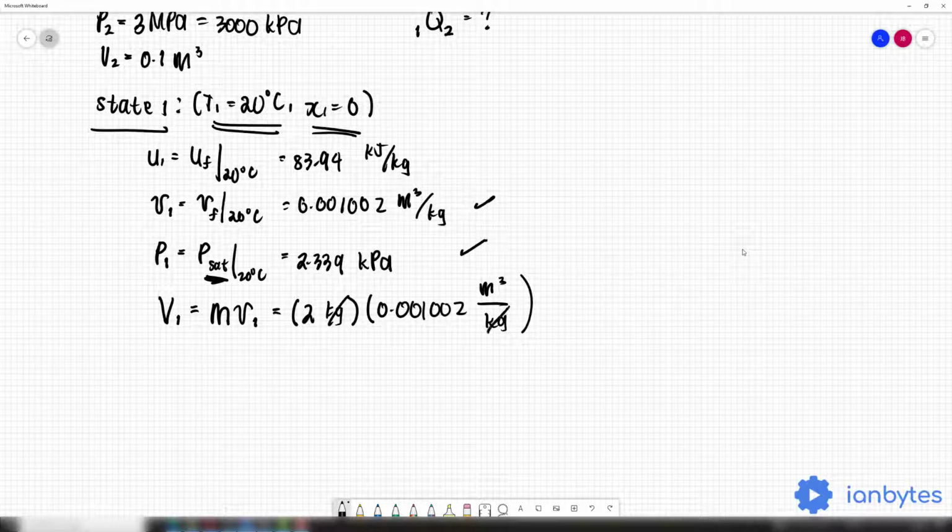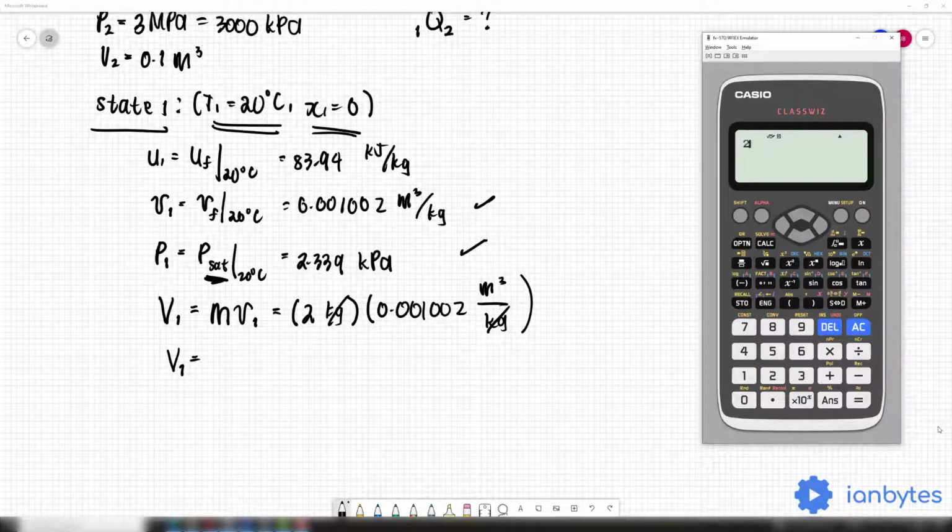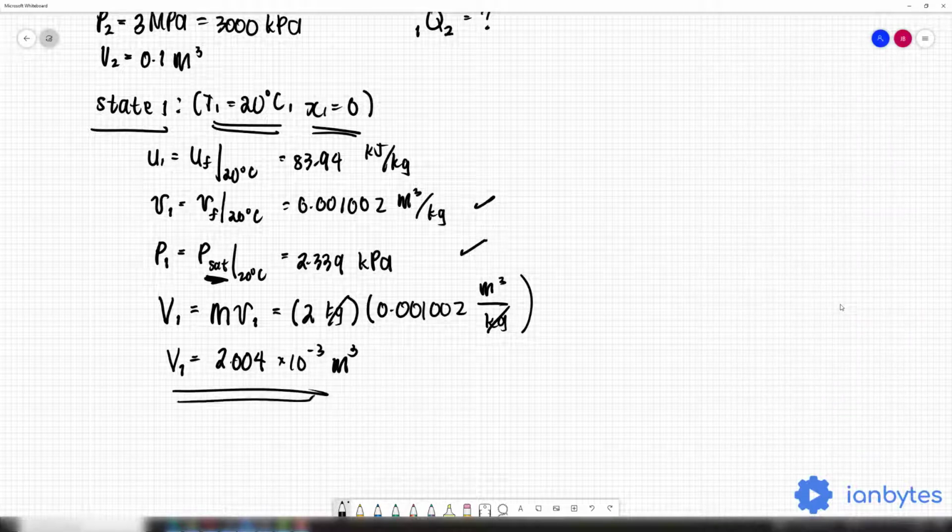We can now solve for V1. Let's just input that to our calculator. We have 2 times 0.001002. That is equal to 2.004 times 10 to the negative 3 cubic meters. So this is our initial volume. Therefore, our first point in our PV diagram is ang ating P1, V1, capital V, no? It's equal to 2.339 kPa, 2.004 times 10 to the negative 3 cubic meters.